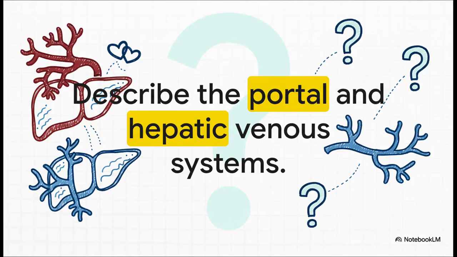Excellent. Now, things get a little more interesting because the liver has a dual blood supply. That means it also has a pretty complex venous system. There are two totally distinct sets of veins here. What are they, and what's the job of each?